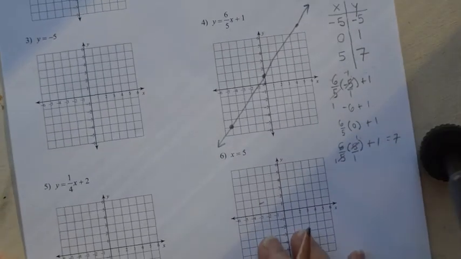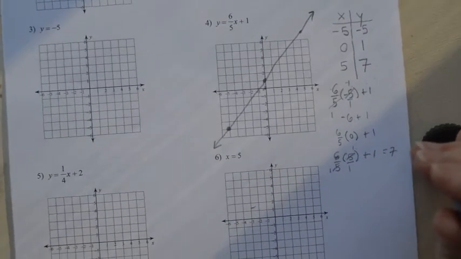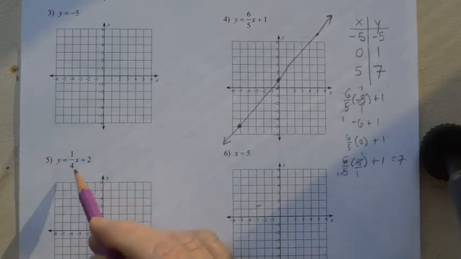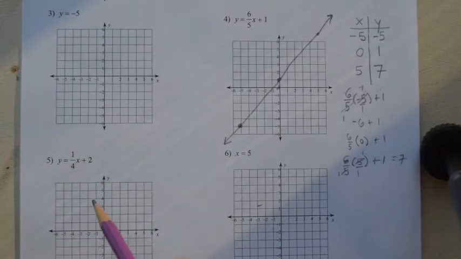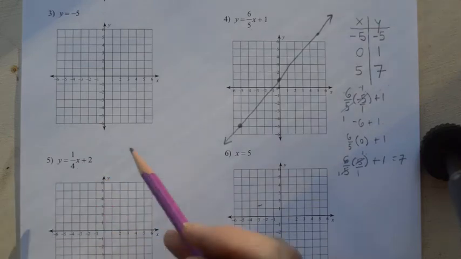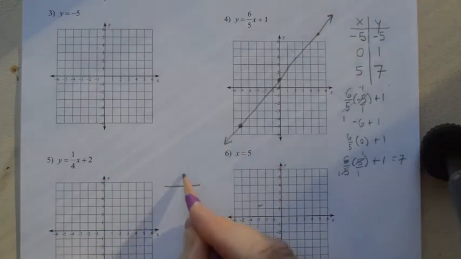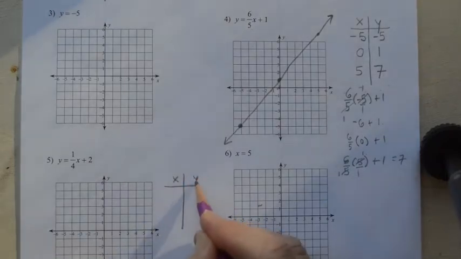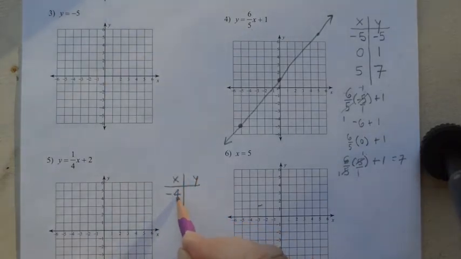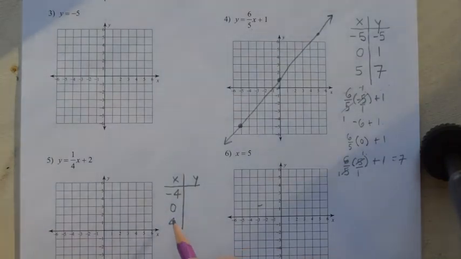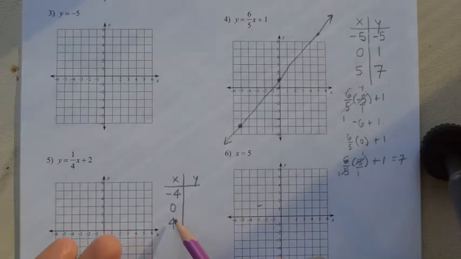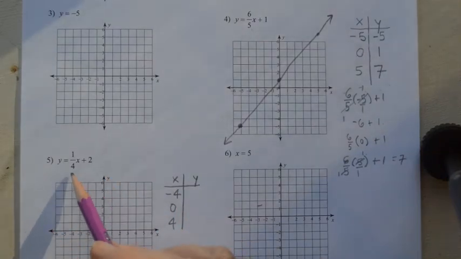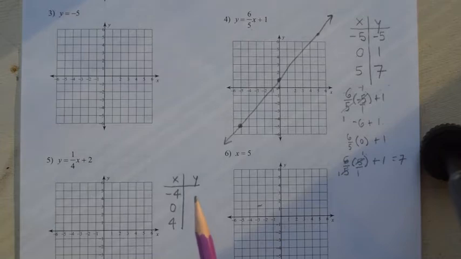All right, let's do this one right here, number 5. So again, because of this fraction right here, it makes sense for us to pick values that will cancel out with that 4 in the denominator. So I'm going to choose -4, 0, and 4. Again, 0 just cancels everything out, so that's why we can pick that, and it doesn't have to have a denominator. But the -4 and the +4 will cancel out with that 1/4.